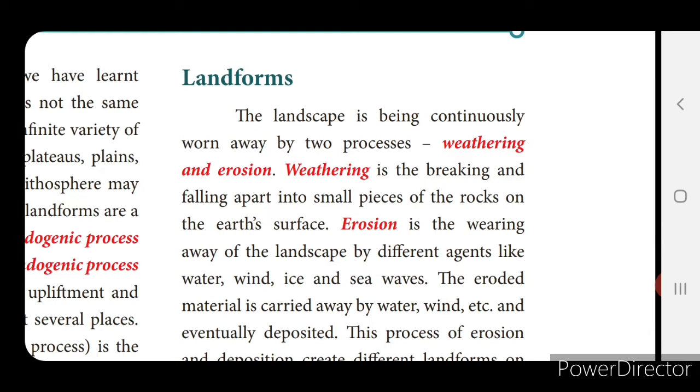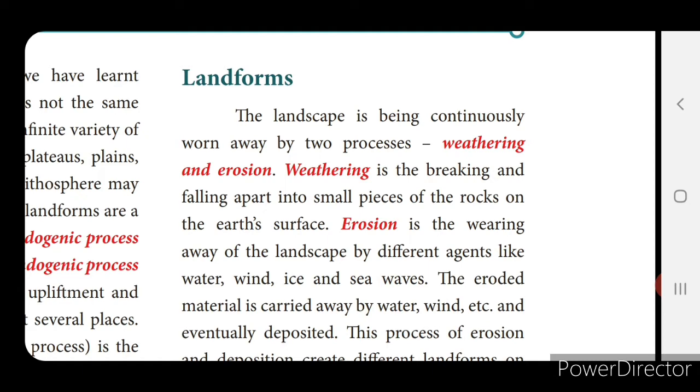Then coming to landforms. The landscape is being continuously worn away by two processes, that is weathering and erosion. What is meant by weathering? Weathering is the breaking and falling apart into small pieces of rocks on the earth's surface. So weathering means breaking up of rocks into small pieces on the earth's surface.